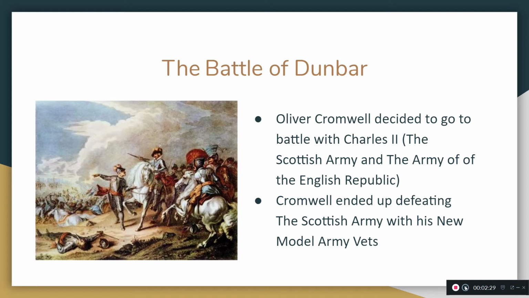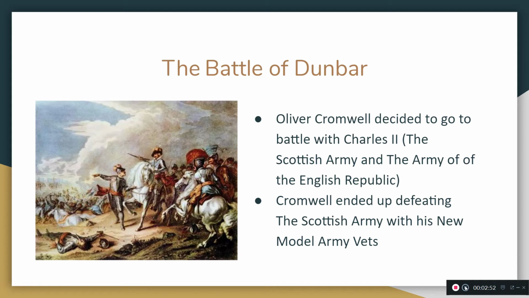Unfortunately, while the Scots seemed to be more prepared, the English still won the battle, since the Scots didn't have enough rations to wait on the English. So when Cromwell found some weaknesses in the Scottish troop deployment, he used those weaknesses against the Scots to launch his attack, and then again defeating the Scottish army with his New Model Army veterans.